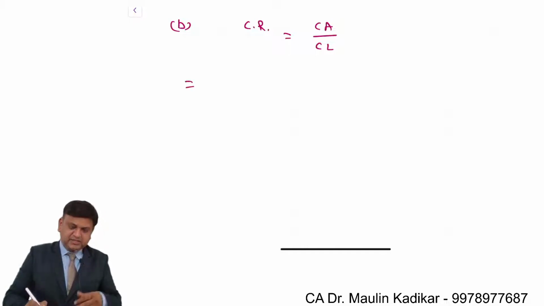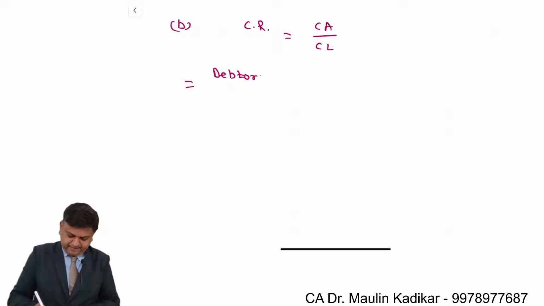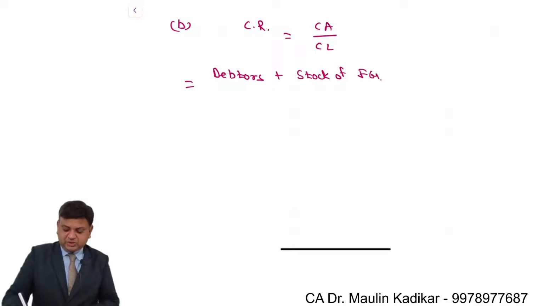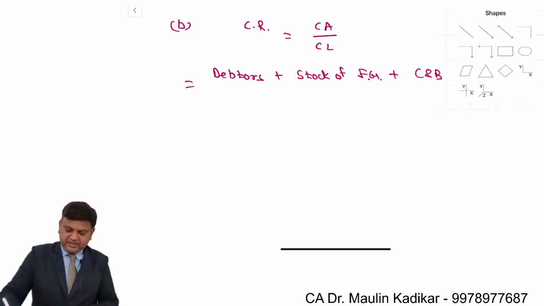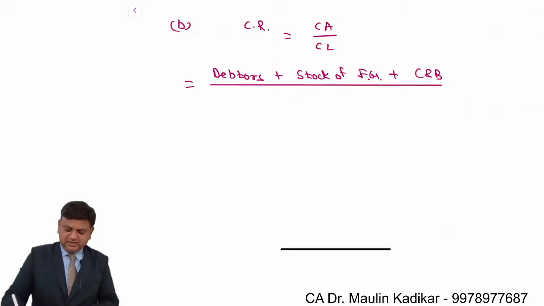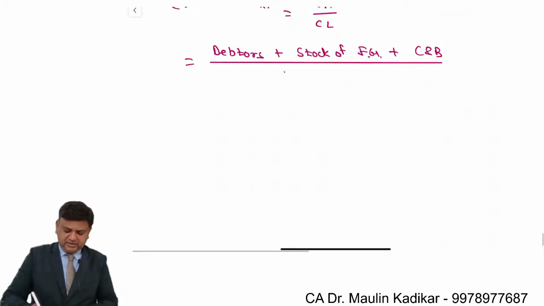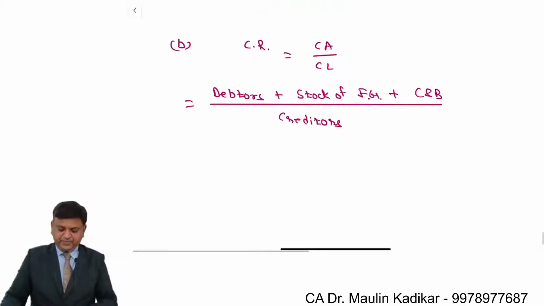So over here the current assets will be calculated as debtors plus stock of finished goods, because we do not keep the raw material stock, plus cash and bank. As far as the current liabilities are concerned, they consist of only one thing, that is creditors. This is the way we have the current ratio.